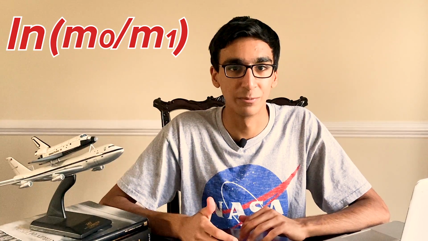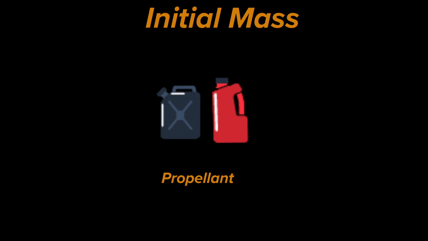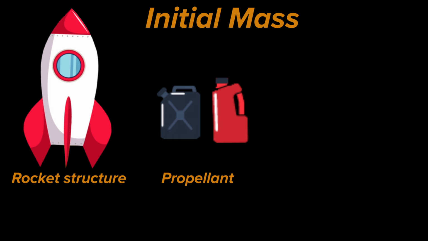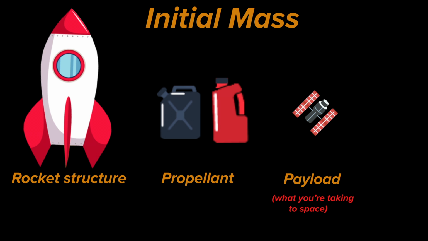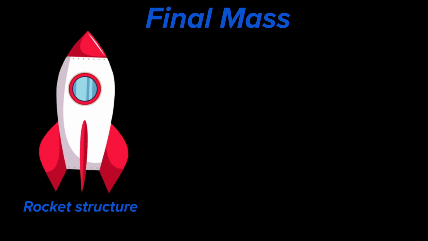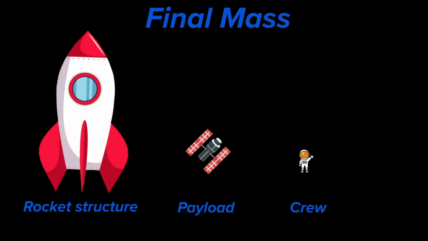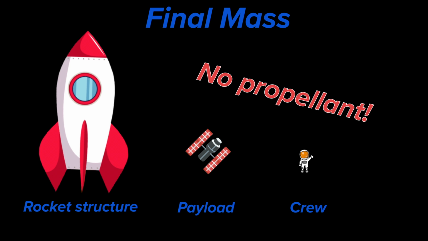The exhaust velocity is multiplied by the natural logarithm of the initial mass divided by the final mass of the rocket. The initial mass of the rocket is the rocket loaded on the launch pad, ready to go, with all of the propellant, the fuel and the oxidizer, the actual structure of the rocket, so all of the metal and all of the electronics, the payload, which is what the rocket is taking into space, and a crew, if there is one. The final mass of the rocket is the same as the initial mass, except for one key thing: there's no propellant. That's because the final mass refers to after all of the propellant has been exhausted.